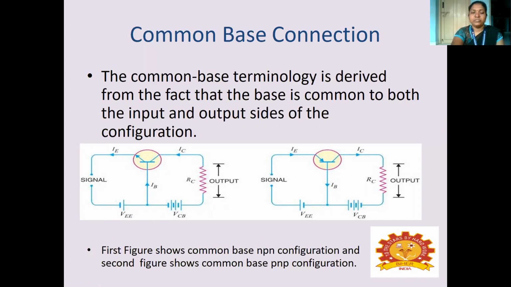You can see the two different transistors we have used. The first is the common base NPN configuration, and the second diagram shows the common base PNP configuration. You can see the base is common here. The forward bias is the emitter-base junction and the reverse bias is the base-collector junction. The arrow mark of the emitter current defines the current flow of the PNP and the NPN transistor. You have connected the current limiting resistor RC, also called the collector resistor, at the output.